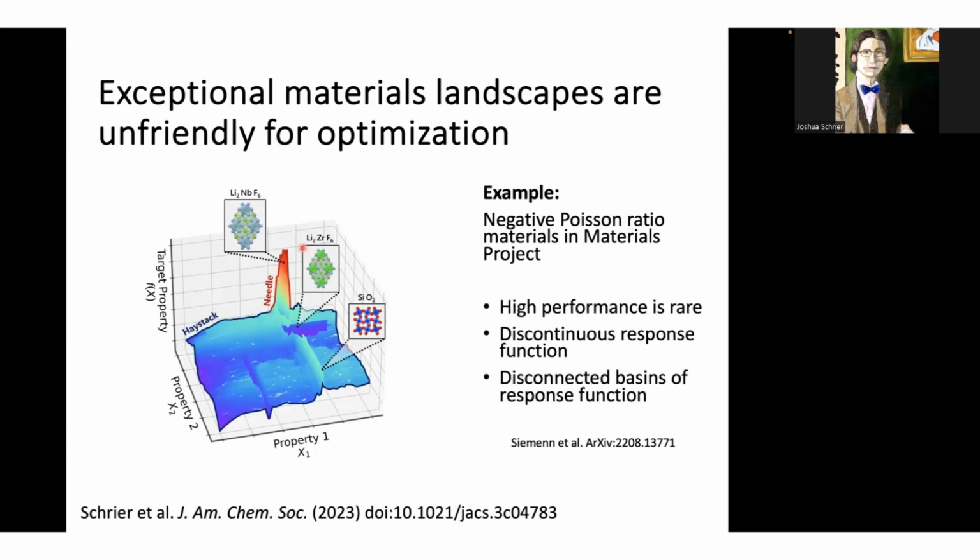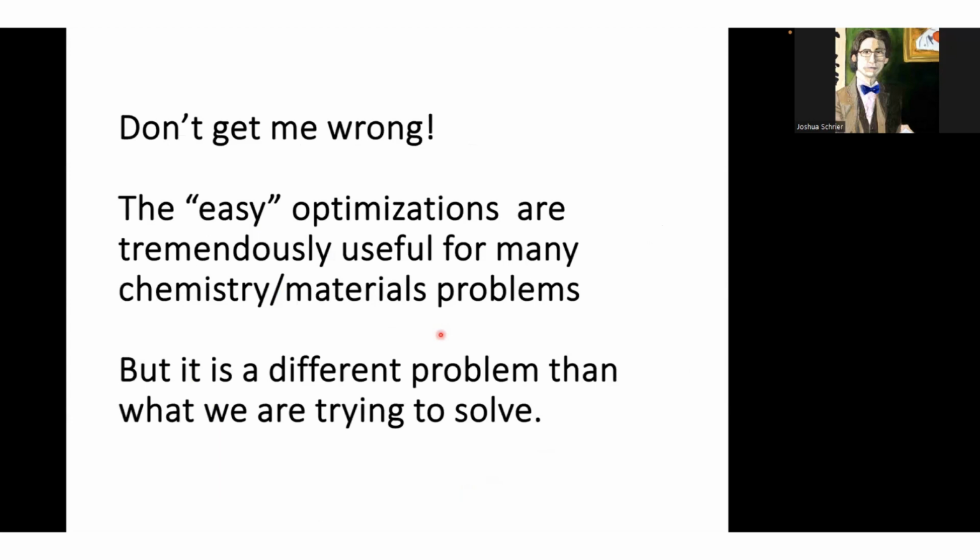And essentially, what you find is that high performance is pretty rare. It's a pretty discontinuous response function of that target property, and there are usually disconnected basins in that response function. So it's harder to do an optimization on that, and it's harder to model what the response function would be.